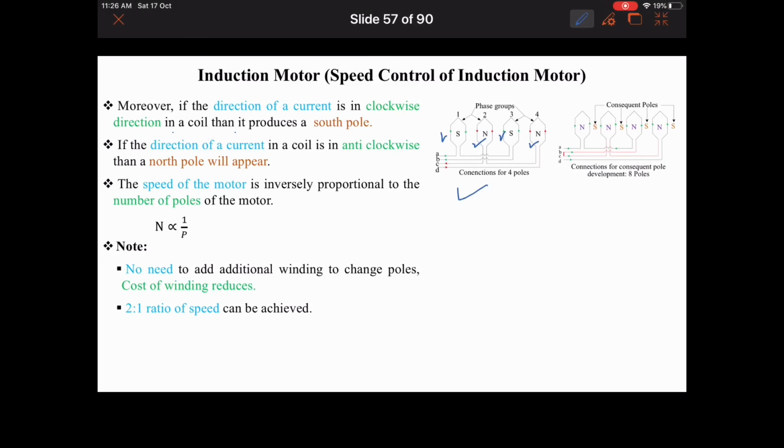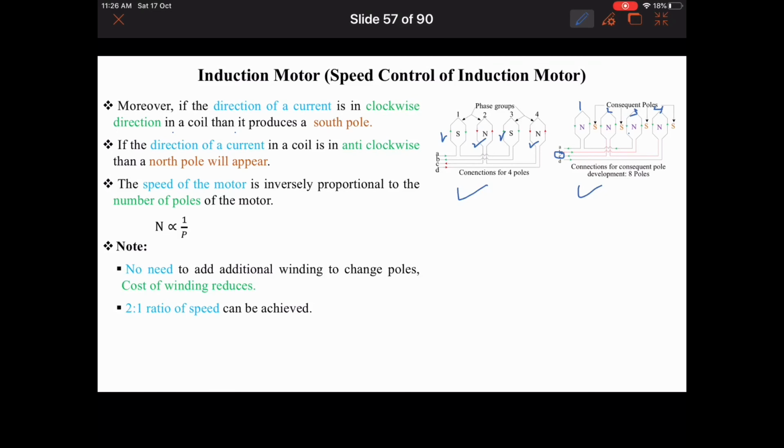But if we change the direction of current in these coils, what will happen? So, let me change the direction of current. In this picture we can see that the direction of current in all the 4 coils has been reversed by short circuiting the points B and C. So now the direction of current in coils 1, 2, 3 and 4 is anti-clockwise.